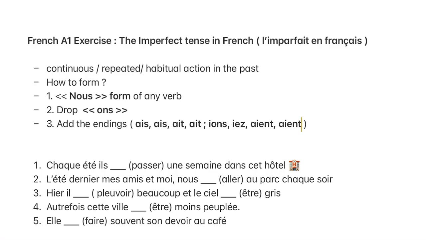Now let's start with solving the exercise. The first sentence: Chaque été, il (passer) une semaine dans cet hôtel. The verb in the brackets is passer, which in this context means to spend, as in to spend time. So we need to conjugate the verb passer in the imperfect tense, that is l'imparfait.